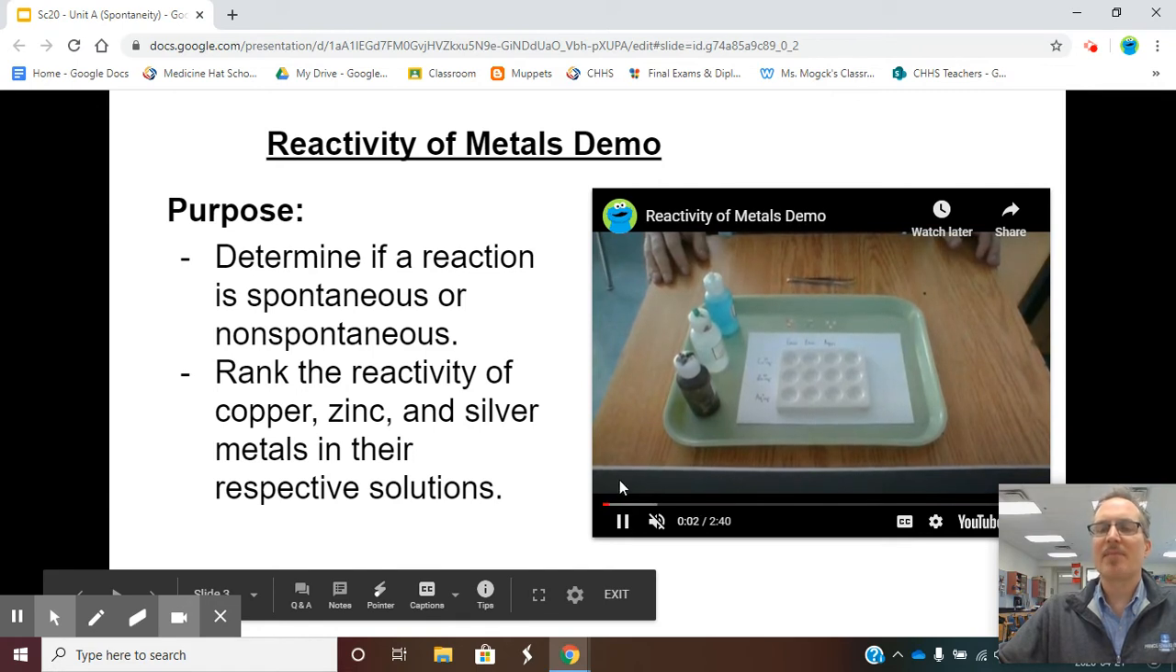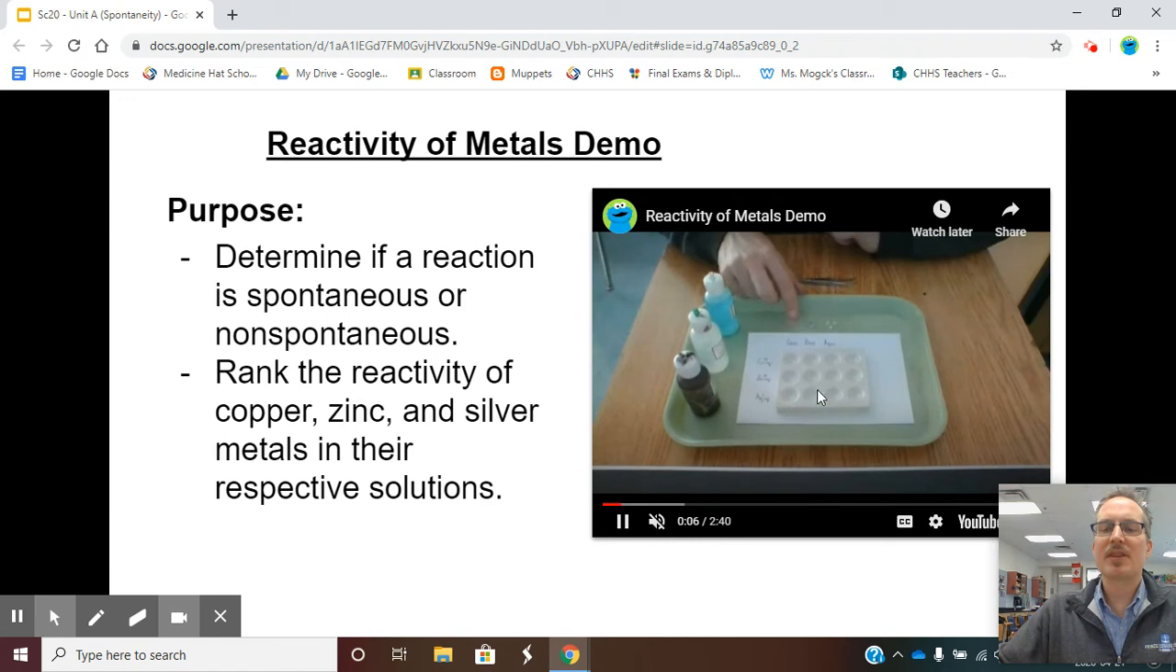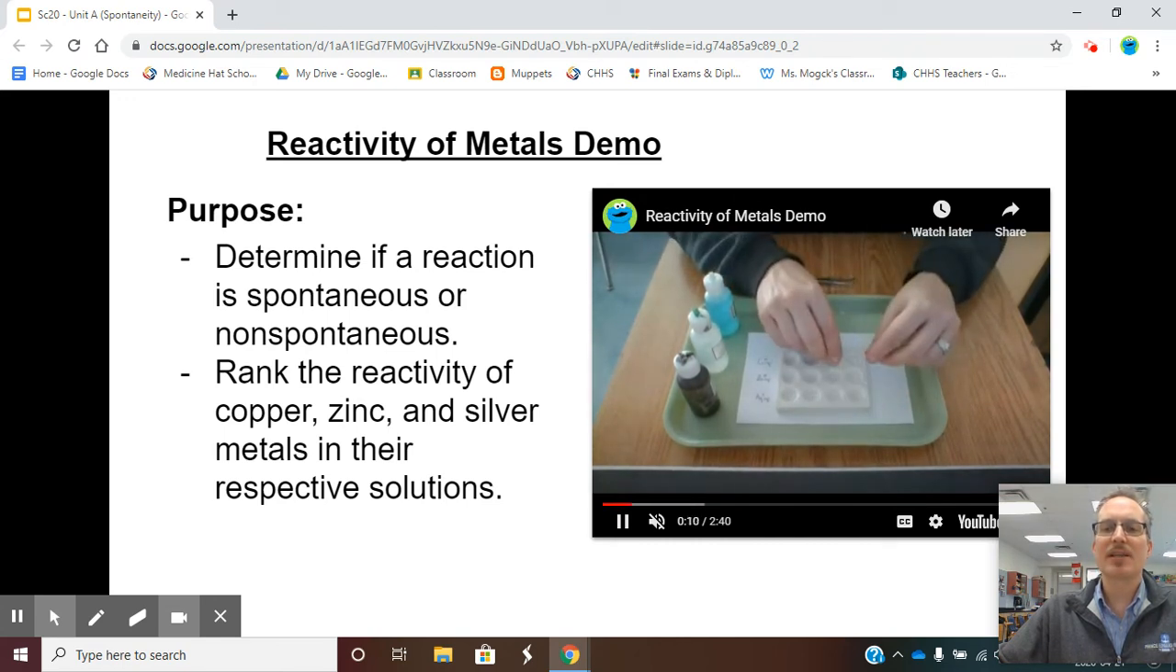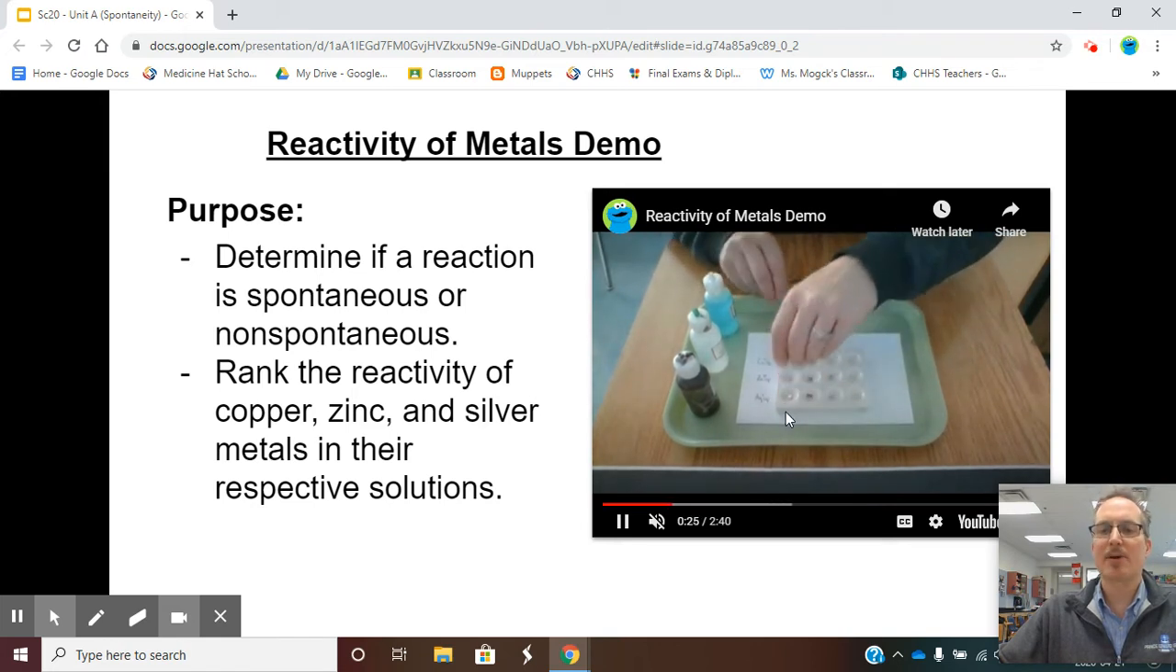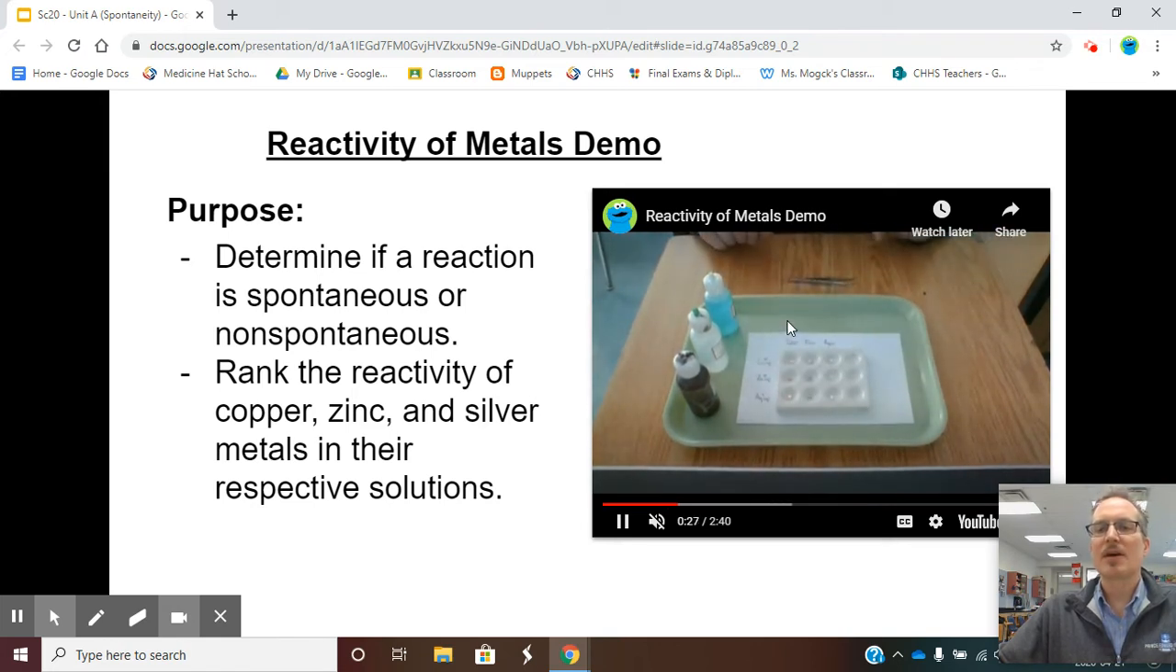So in this experiment, we're going to compare three metals, and we're going to put them in here as we go down. So the three metals we're going to compare: I'm going to put silver pieces in these three wells going down. Then next to them in the middle well, I'm going to put three zinc pieces going down. And then in the very first column, I'm going to put three pieces of copper. So we have three solids.